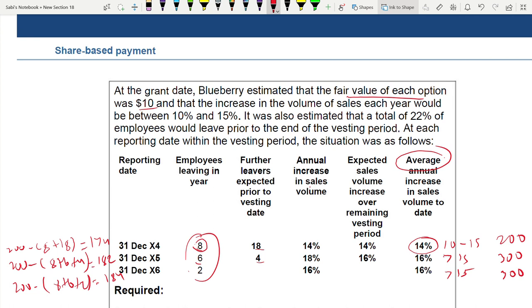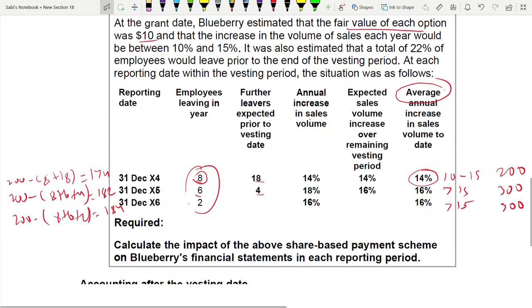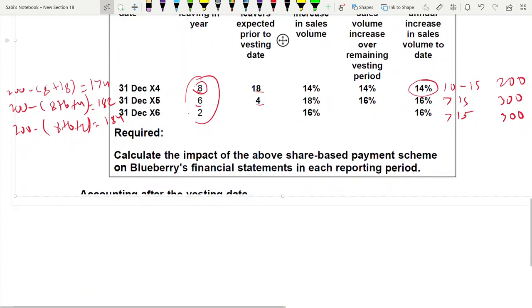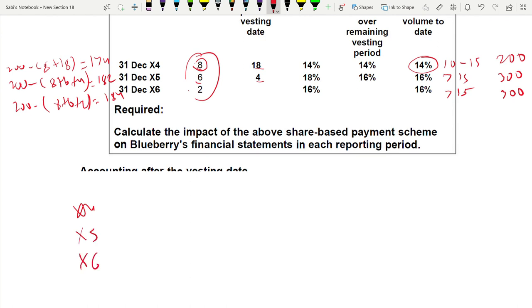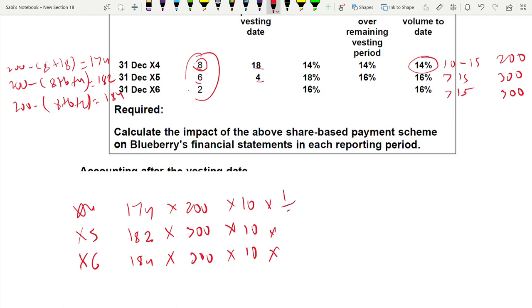Okay. Now let us work on this. So here, one step for 2004, 2005, 2006, the 3 years. 2004, 174 employees, 182 employees, 184 employees. Multiply this with the options. Here's 200 options, 300 and 300. Fair value is 10 in all the years, 10, 10 and 10. Here 1 divided by 3, 2 divided by 3, 3 divided by 3. So here you'll get 116, 364, 552. This is equity.